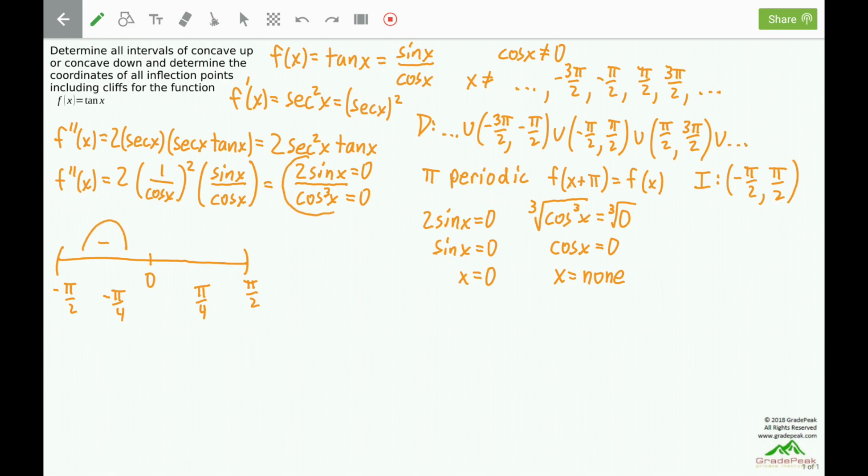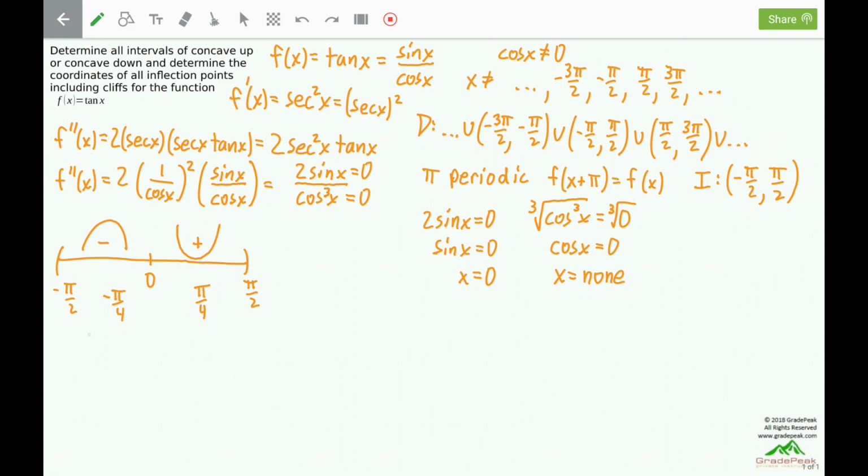Plugging the pi over 4 test value into the second derivative. Pi over 4 is in the first quadrant on the unit circle. The sine is positive, so we have a positive times positive 2 in the numerator, which is positive. And cosine is also positive. Cubed is still positive. We have a positive over a positive, which corresponds to a positive second derivative and concave up.